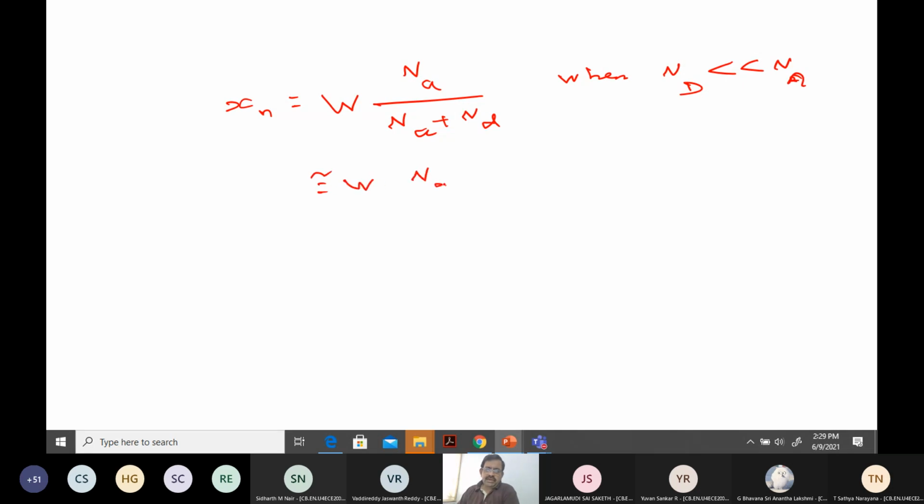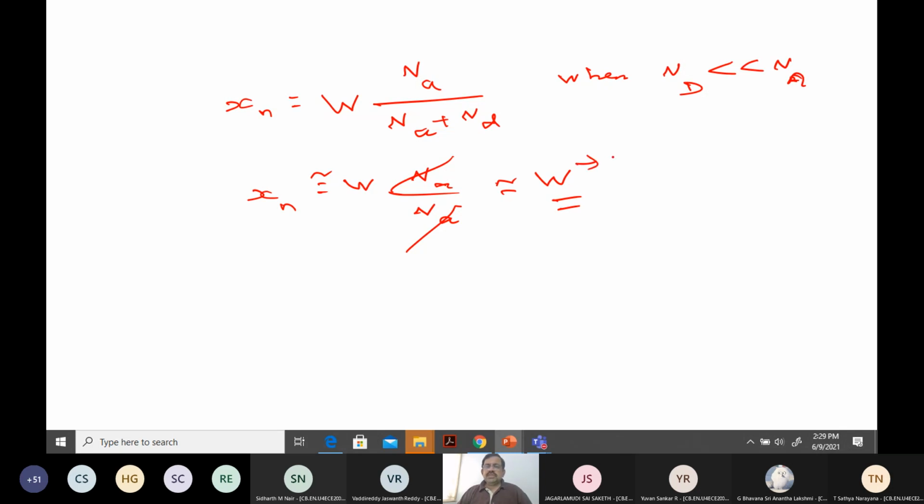So we have Xn equal to W Na by Na plus Nd, right? So when Nd is smaller than Na, the denominator, this equation becomes W Na by Na. So this gets cancelled, leaving us with W. This is the width, so all of the depletion width is in the lightly doped region.